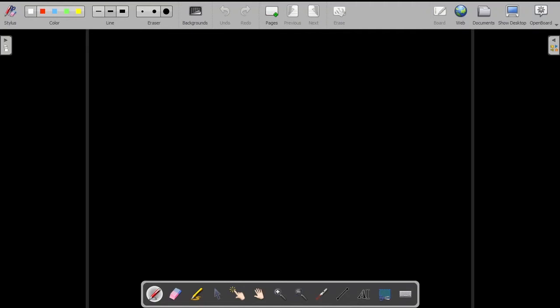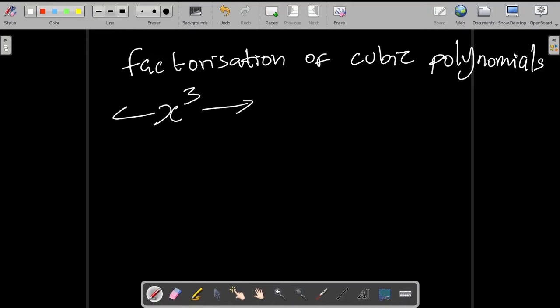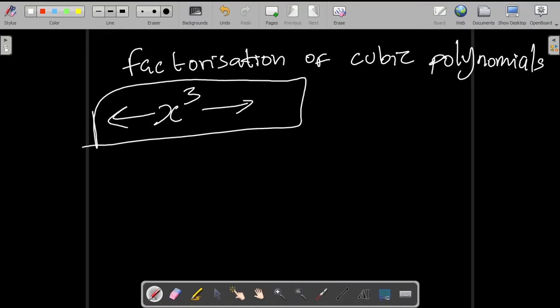So let me just write that down quickly. Factorization of cubic polynomials. Okay, so basically cubic polynomials have the highest power as 3. So if you look at your expression or your equation, you basically expect to have the largest power as 3. That is what is meant basically by cubic.